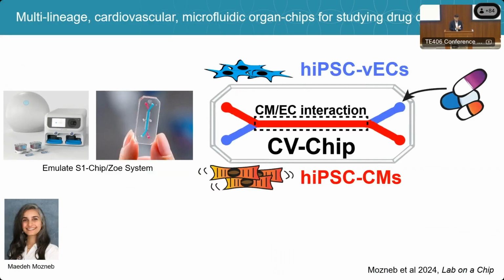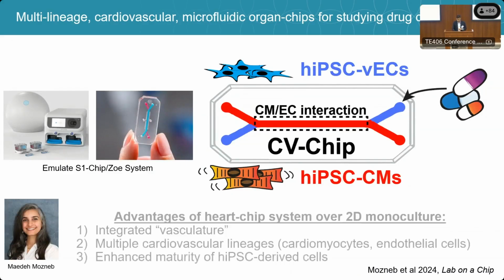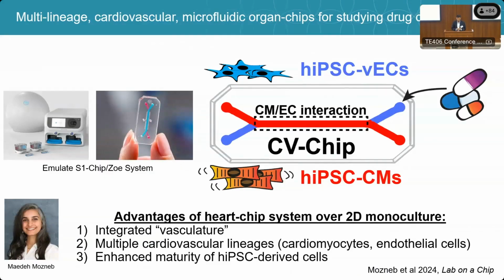So alluding to that multi-lineage heart-on-chip system that we developed recently, this is work led by Maida Mosneb in our lab, again, using the Emulate S1 system. She was able to grow on the two separate channels, cardiomyocytes or heart muscle cells, and on the other channel, vascular endothelial cells derived from iPSCs. And we were able to demonstrate that there was actually a true advantage to growing these cells in this format as opposed to two-dimensional adherent monoculture, with the big advantage being the improved maturity of the iPS-derived cells under biomechanical stimulation over the course of multiple weeks.